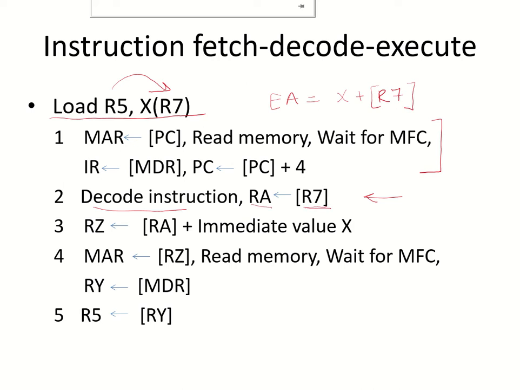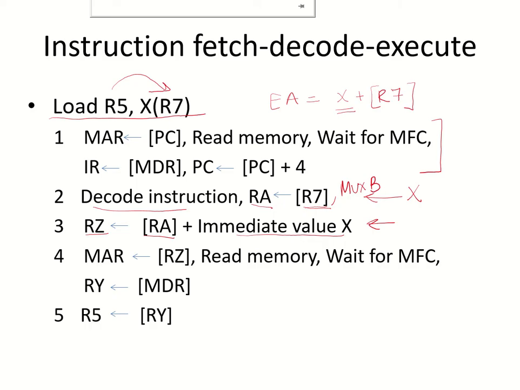R7 will be sent to RA, and this offset value of X will be sent to the input of the multiplexer B. So this will be available at the input of the multiplexer B. In the third stage, these two values, RA and this immediate value X, will be added and put into the output register of the ALU, which is RZ. This is the effective address, and from this effective address the memory has to be accessed in stage 4.